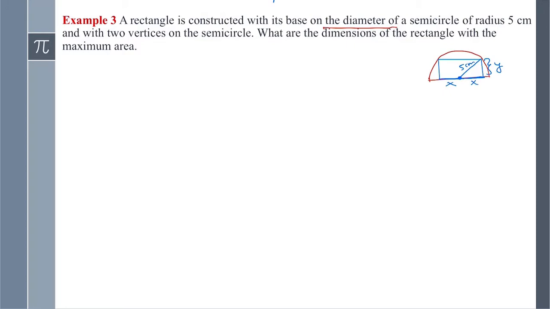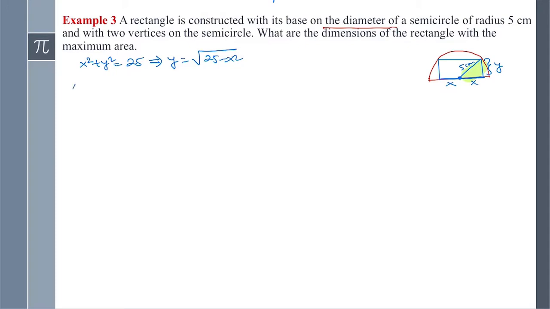Now our goal is to find the maximum area. Before that, let's write the relationship between x and y, okay? If we just look at this right triangle, what we see is x squared plus y squared equals 5 squared, which is 25. Now we can solve for one of the variables. Let's solve for y. We get y equals the square root of 25 minus x squared. So let's leave that there.